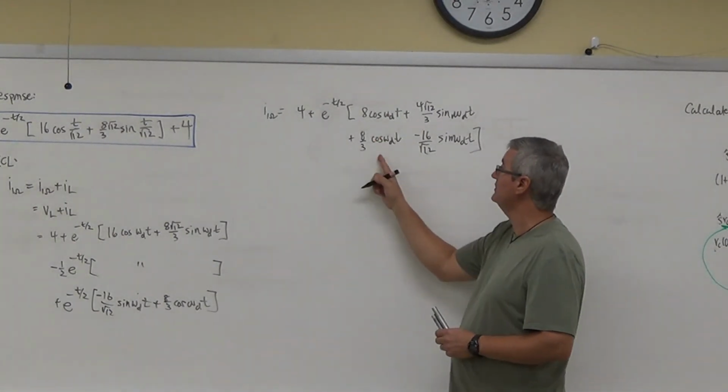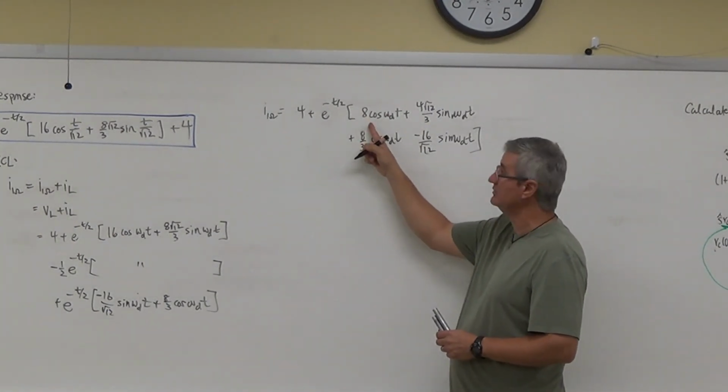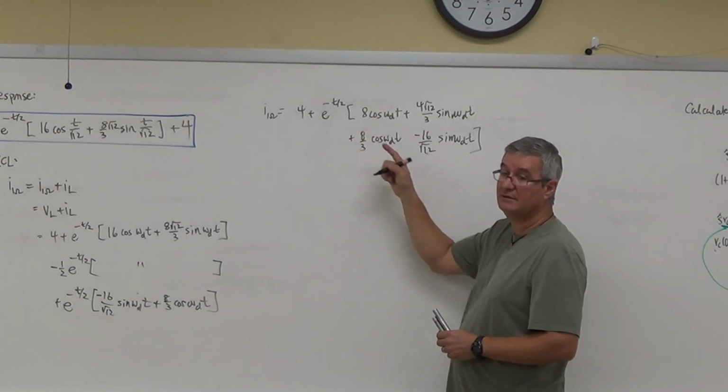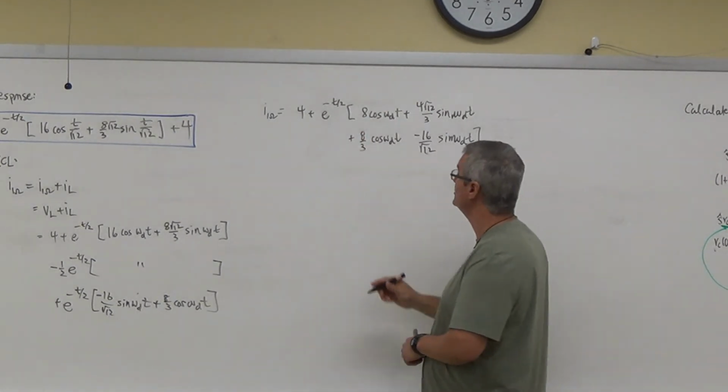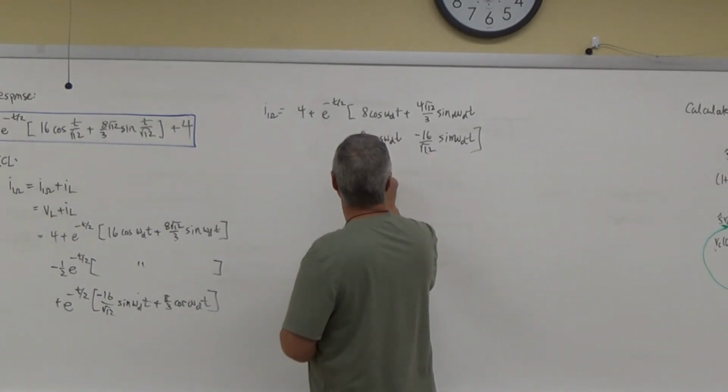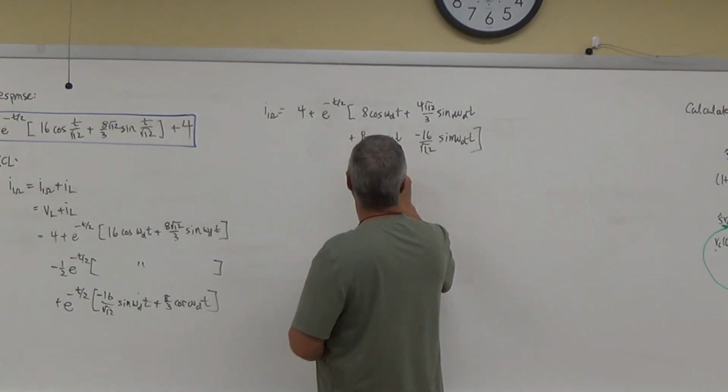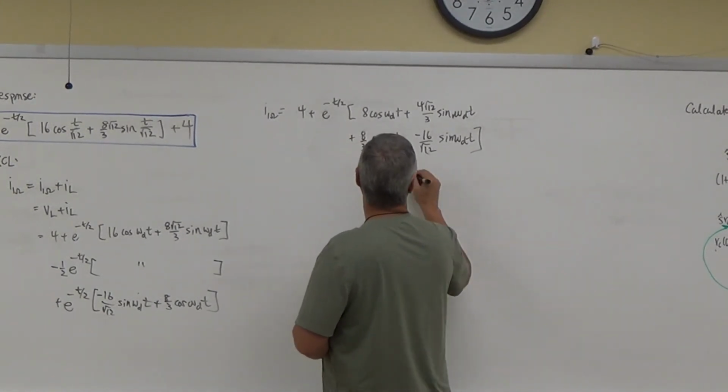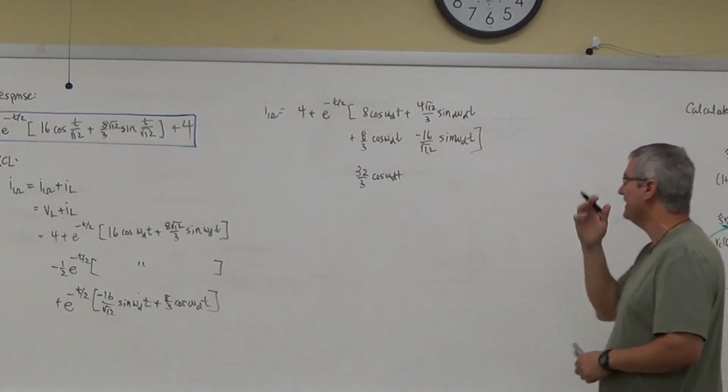So if this is 8/3, this should be 24/3. 24 plus 8 should give me 32. So I then should have 32 over 3 cosine omega d. Then I'll look at this guy. Damn, that's messy.